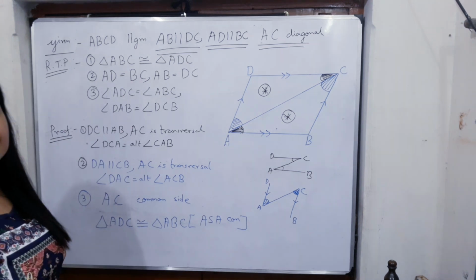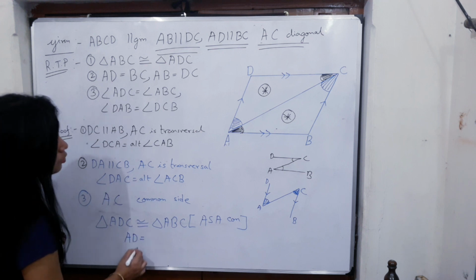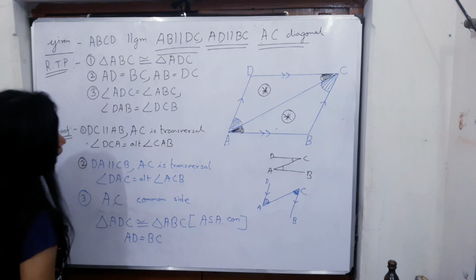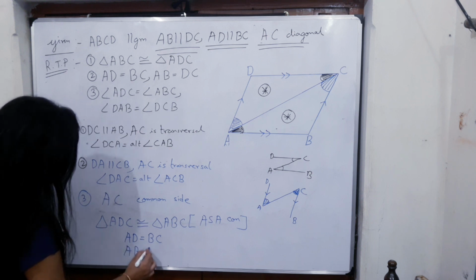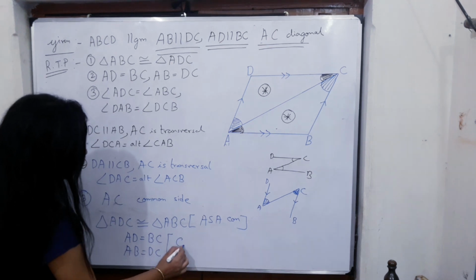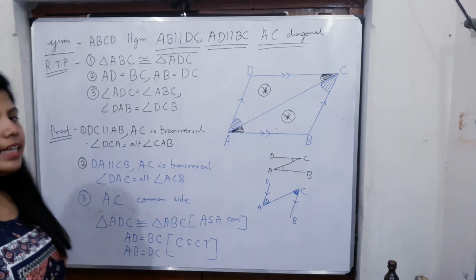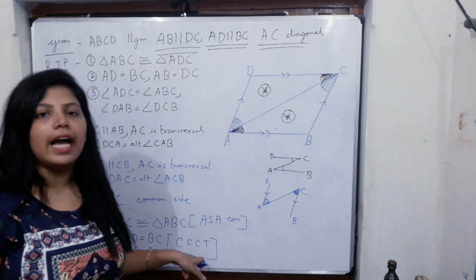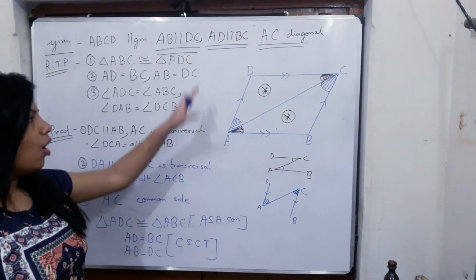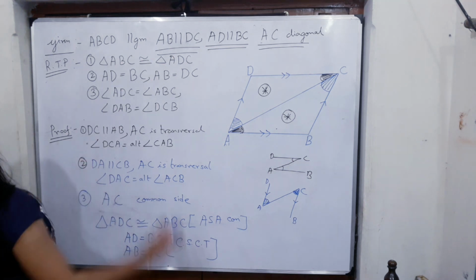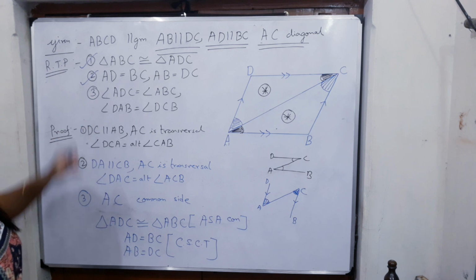Since these two triangles are congruent, we can say that AD equals BC and also AB equals DC, because we know that corresponding sides of congruent triangles are equal. I think it is better if you write corresponding sides in place of corresponding parts. So since these are equal, opposite sides are equal. That means till now we have done number 1 and number 2. Now I will do number 3.